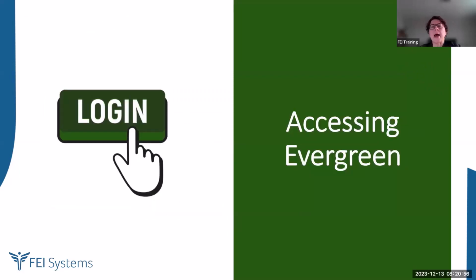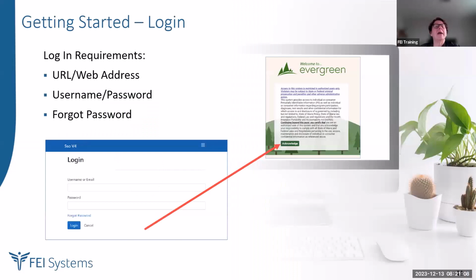So I first want to talk about logging into Evergreen and how to access it. You know, this is the very first thing you have to do once you go live. And when it comes to logging in, you obviously have to have a URL or the web address. You have to have a username and password. And so you input the username and the password. And of course, there's the login button. And once you hit that login button, there's an acknowledge button that comes up. You have to acknowledge that you are an authorized user of the system.